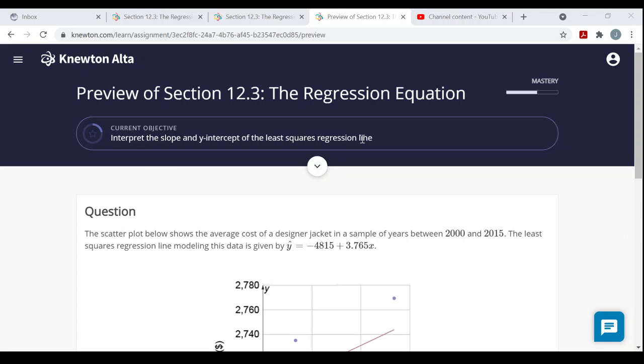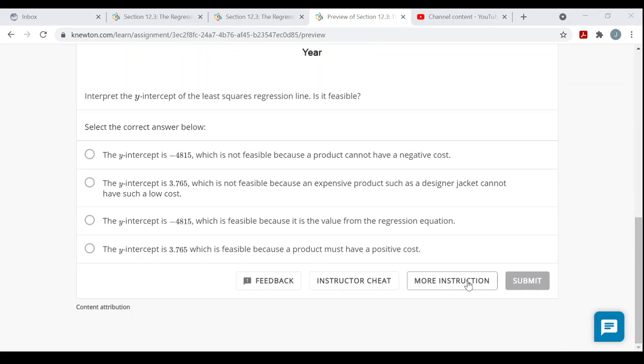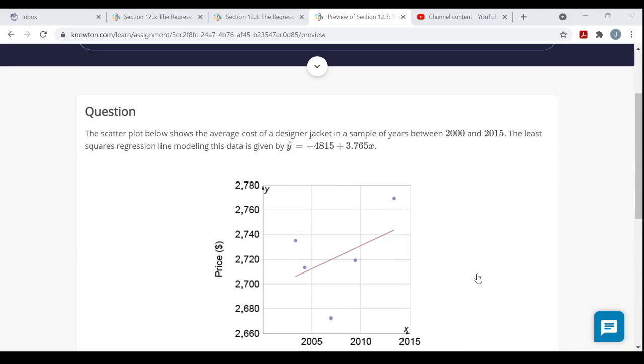So again, if you want to see more about the objective, click on more instruction, look at their notes, their videos, their examples. Hopefully those help you out.